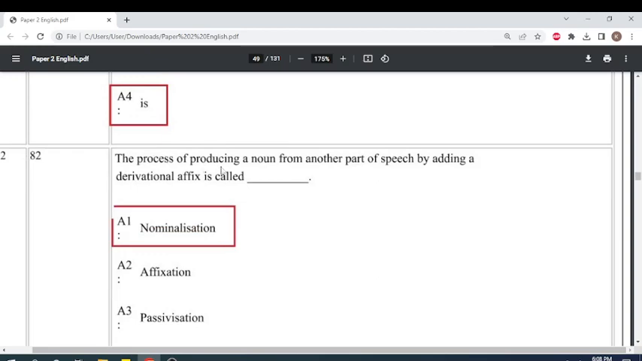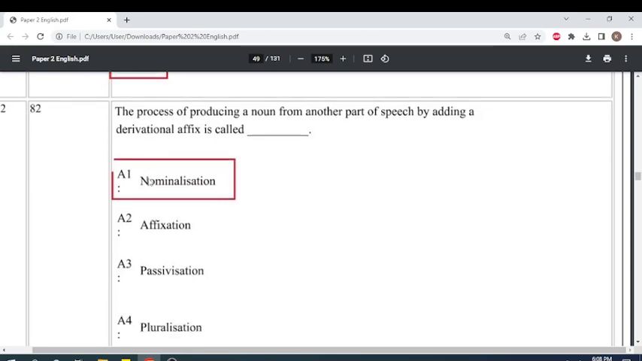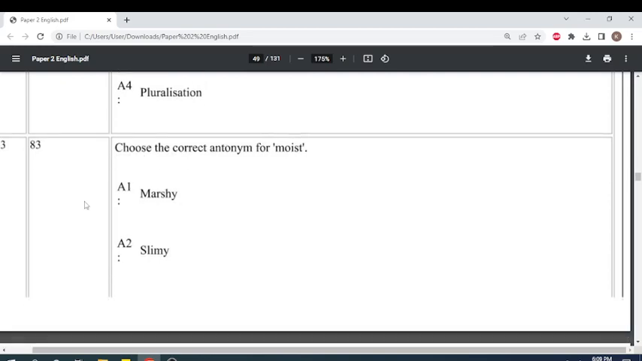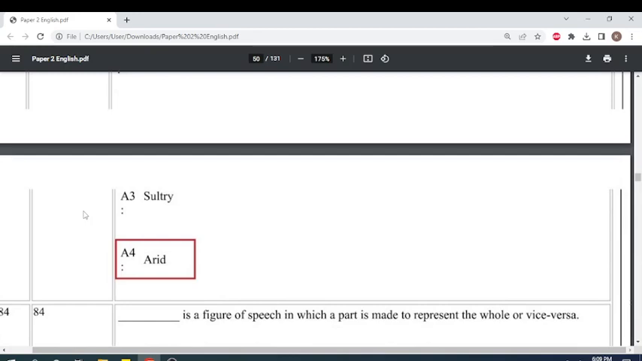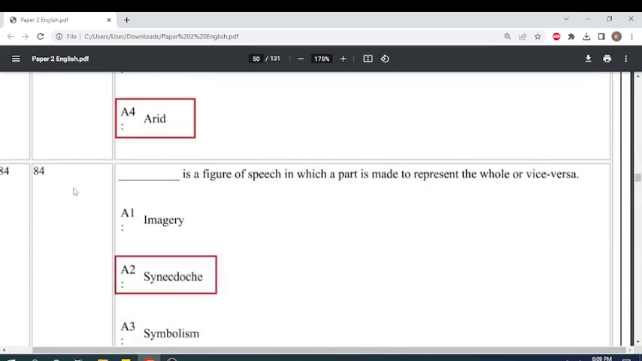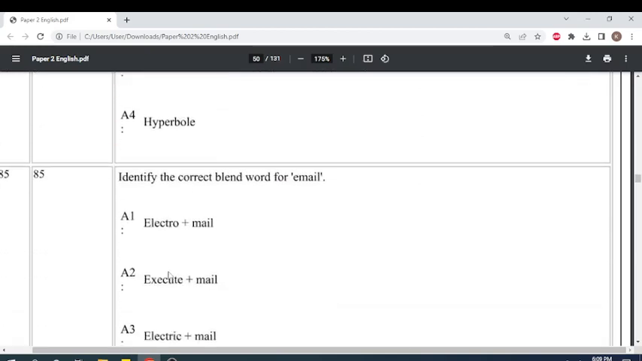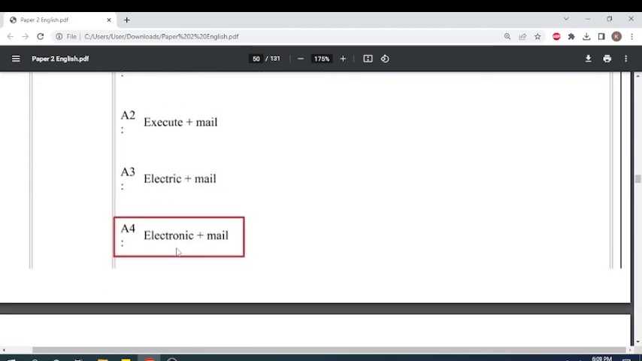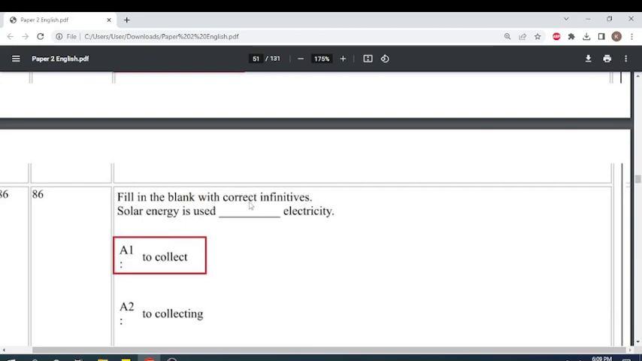82. The process of producing a noun from other parts of speech by adding a derivational affix is called nominalization. 83. Choose the correct antonym for moist. Answer A4, arid. 84. Dash is a figure of speech in which a part is made to represent the whole or vice versa. Answer A2, synecdoche. 85. Identify the correct blend word for email. Answer A4, electronic mail. 86. Fill in the blank with correct infinitive.